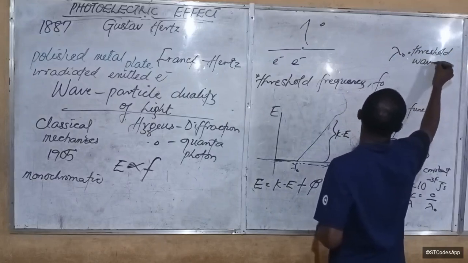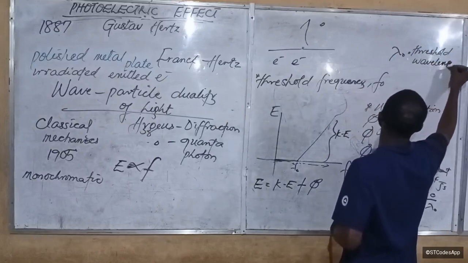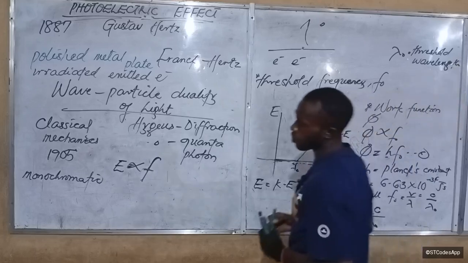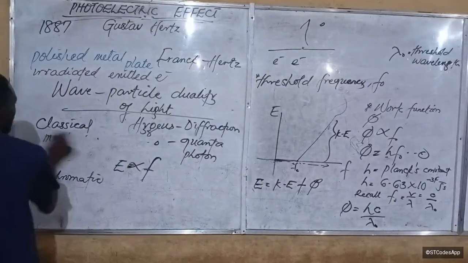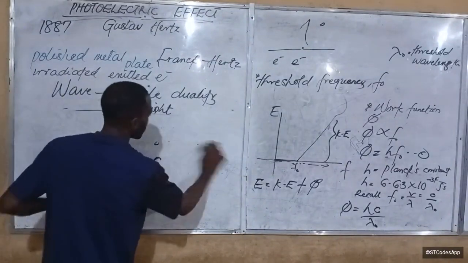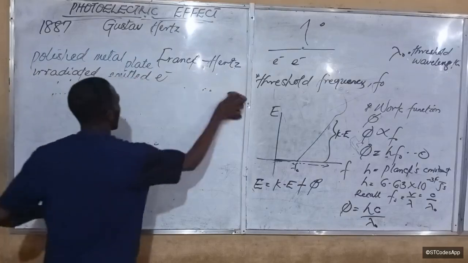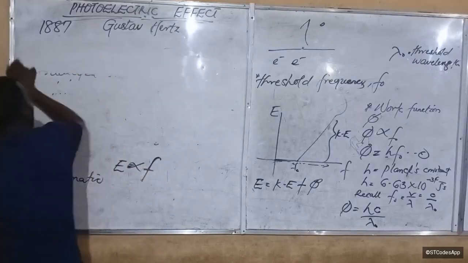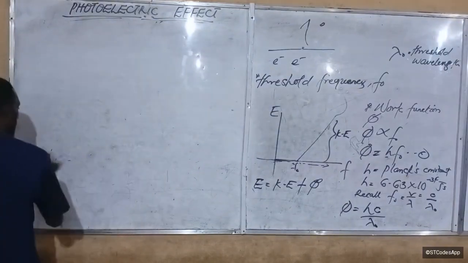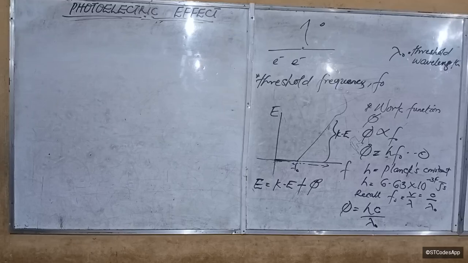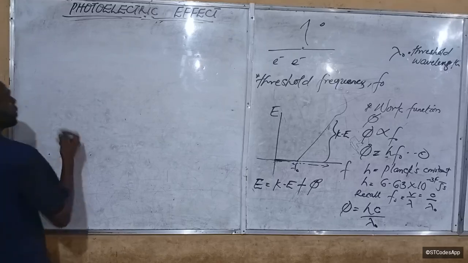Threshold wavelength, which is the minimum wavelength required for the emission of electrons from a metal surface. Okay. Now, before I further derive equations, let me quickly show you how the kinetic energy of the electrons was determined. How is the kinetic energy of the electron determined? So what was done is this.